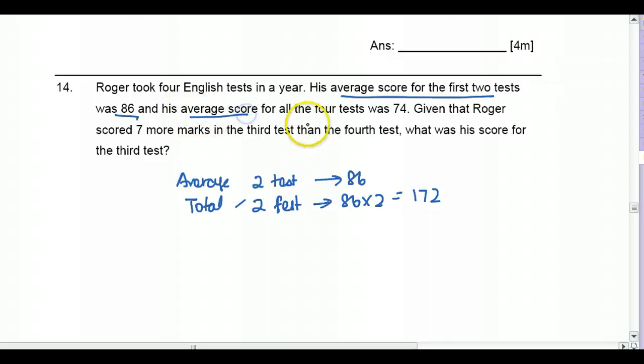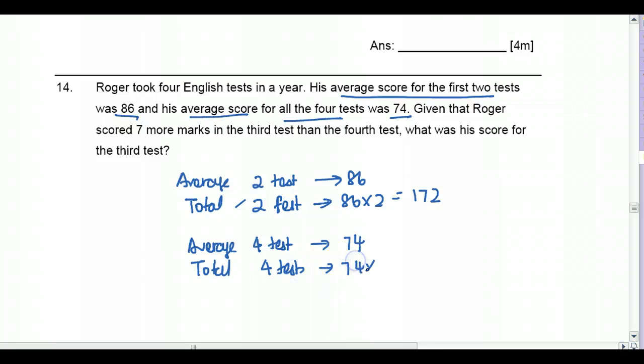Average score for all the 4 tests was 74. So average, 4 tests, 74. So I must find my total of the 4 tests. 74 times 4, 296.